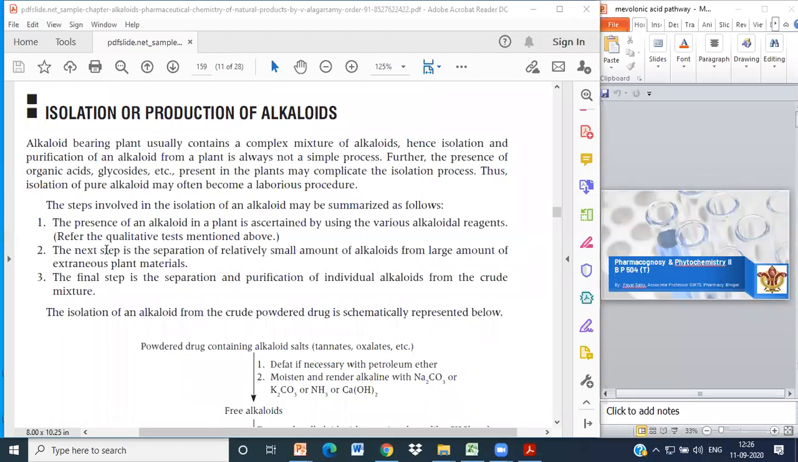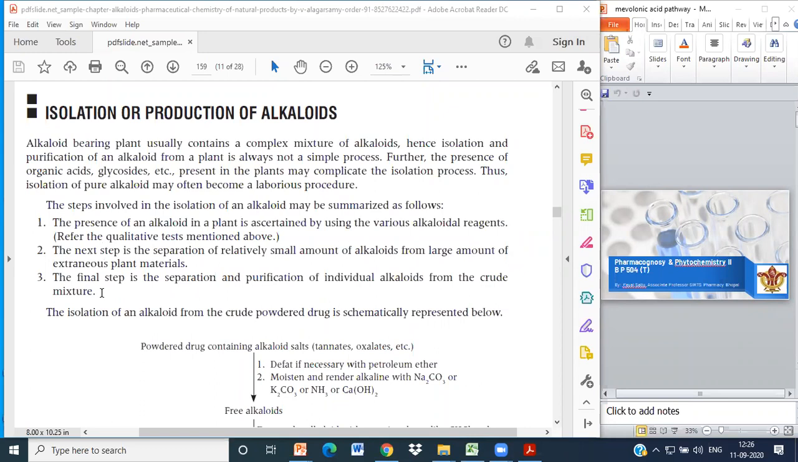So that was the qualitative test. You have to go for Wagner's test, Dragendorff's test, Mayer's test, and the murexide test. You have to check whether the drug contains alkaloid or not. And the second step is separation of a relatively small amount of alkaloid from a large amount of extraneous plant material.